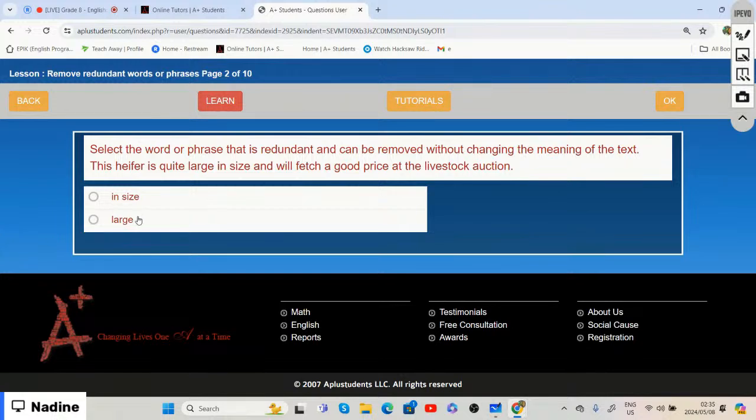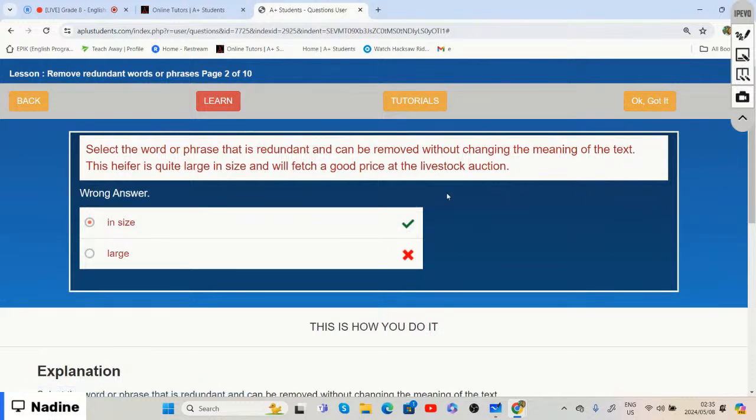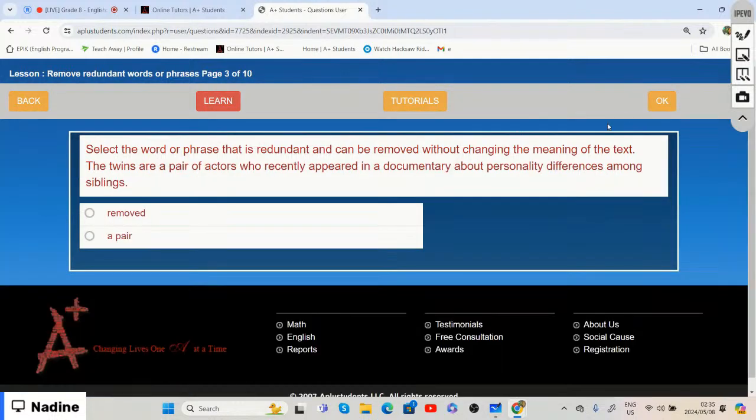Let's quickly try this one. I'm not sure. So it's in size. That is our redundant.